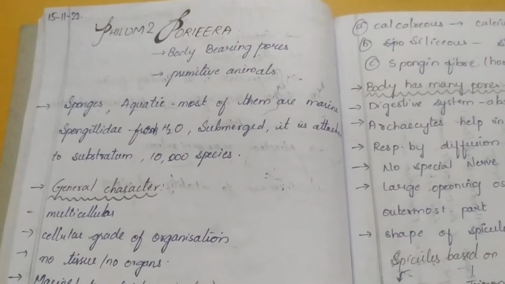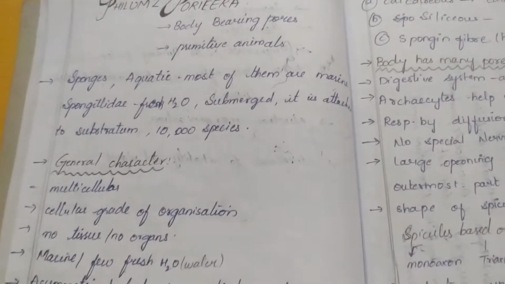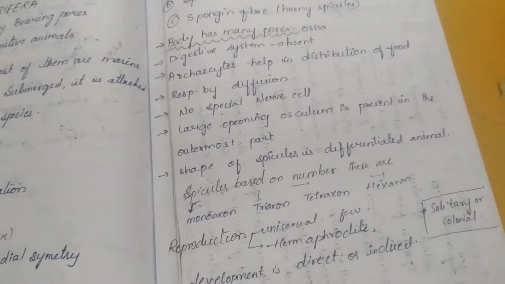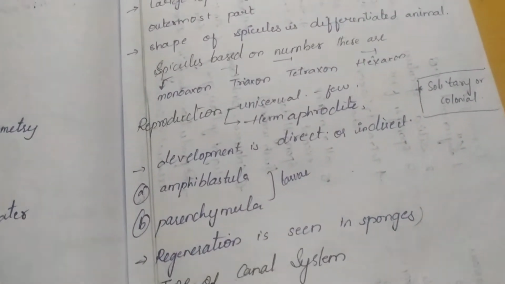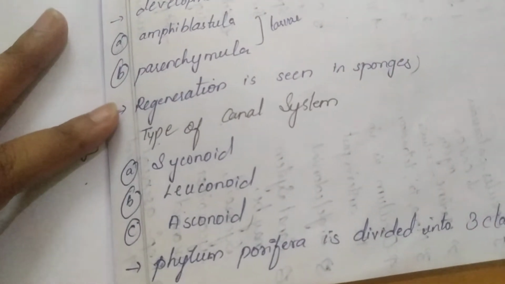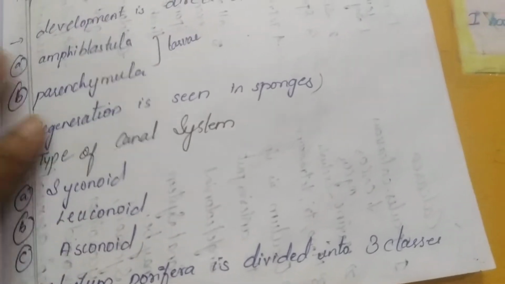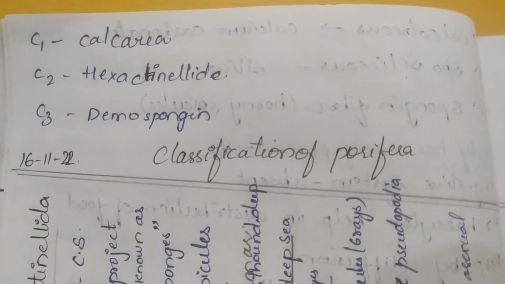So, in the last video we studied the general characters of Porifera. And now, at last, we are going to study how the phylum Porifera is divided into three classes. That is Calcarea, Hexactinellida and Demospongiae. Class 1, Class 2 and Class 3. Correct. Classification of Porifera. Let's study this out.